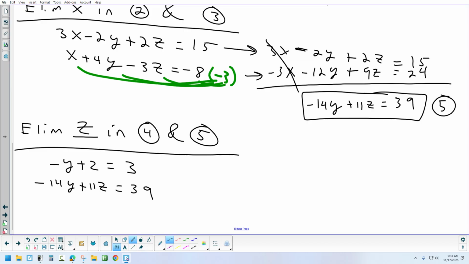What would we have to multiply the top equation by to make the z's cancel out? Yep, negative 11. All right, what's going to happen to the bottom equation? Stays the same.